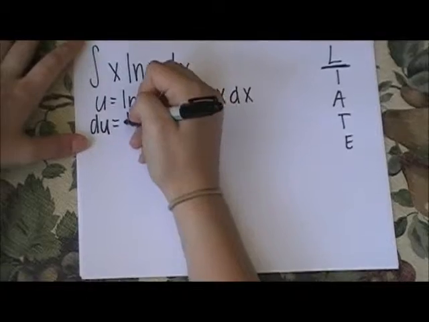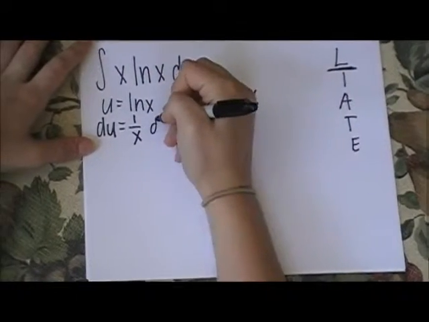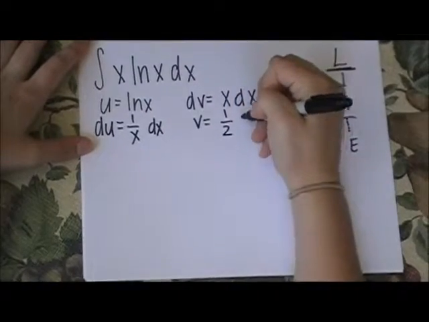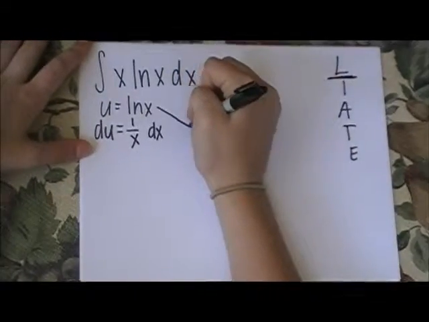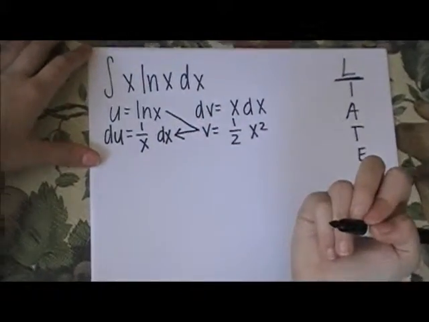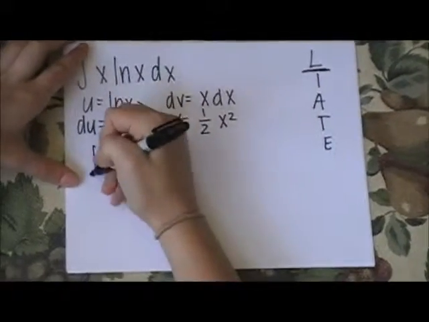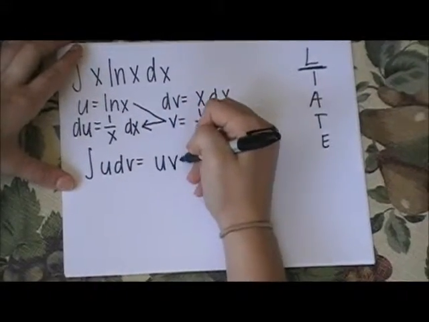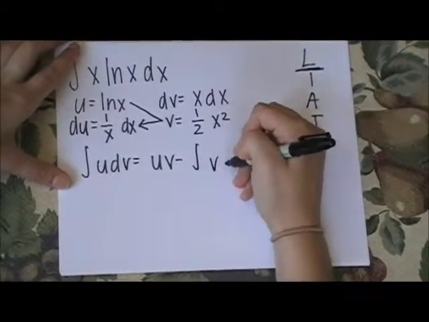Then take the derivative of u, giving you 1 over x dx, and take the integral of dv, which gives you 1 over 2 x squared. Then use this arrow to put together the equation. Once you figure out which expression goes with which variable, plug it into the equation and solve.